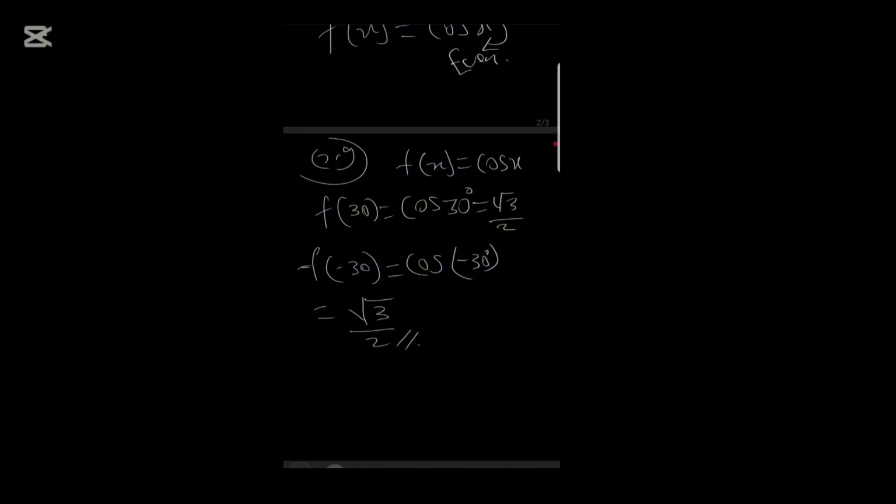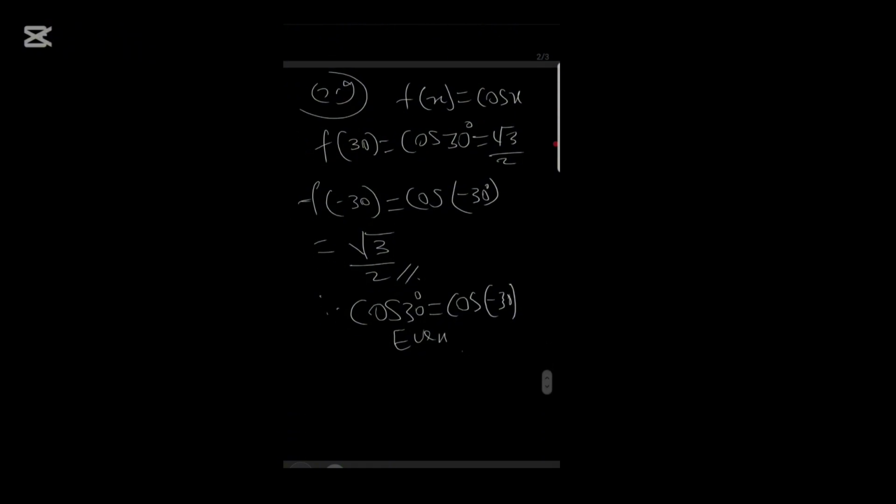So what's the meaning of this? The meaning of this is that when you press cos of 30 degrees, the answer you get is the same as when you press cos of minus 30 degrees, which means f of theta, or 30 degrees, equals f of minus 30. That's why we call it what? An even function.